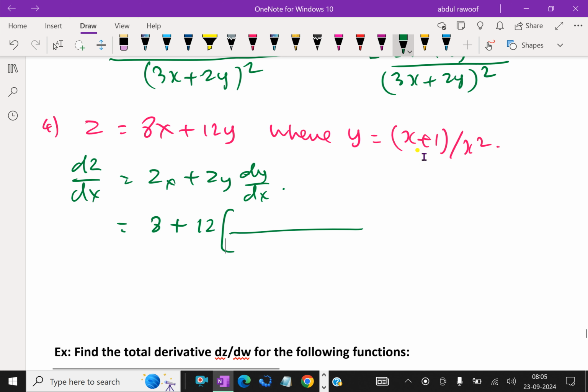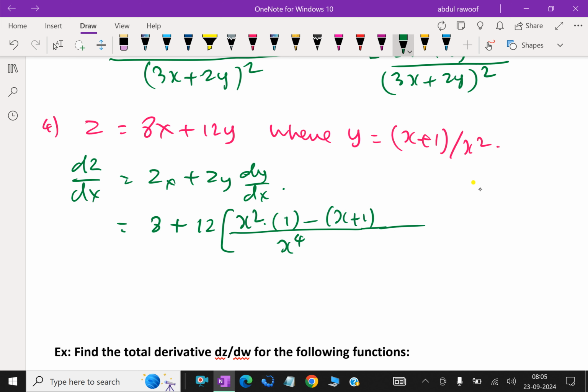Here, y is given as quotient function x plus 1 over x squared, that is x squared power 2 is x power 4, u v into differential of x plus 1 with respect to x is 1. Then minus x plus 1 into differential of x squared is 2x.